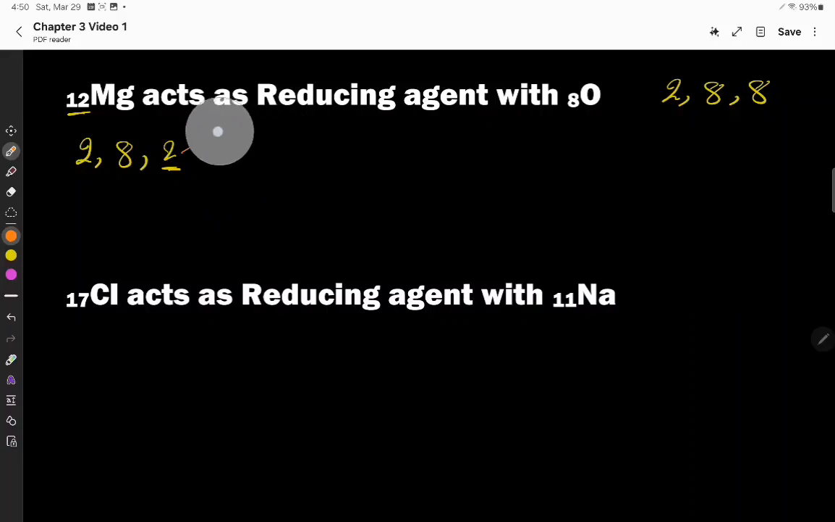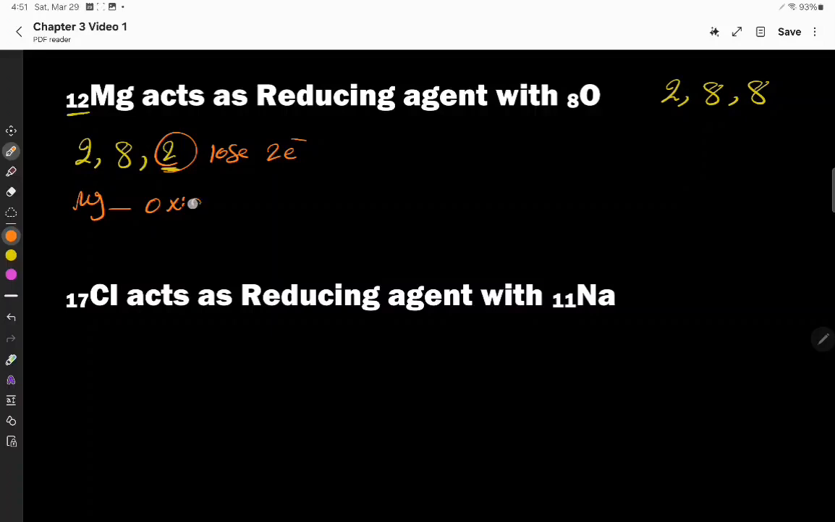No, actually losing 2 will be easier for magnesium. So magnesium will lose 2 electrons. Magnesium will be oxidized. So it will be reducing agent.